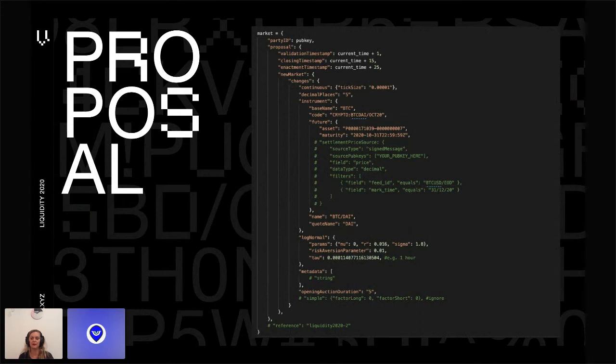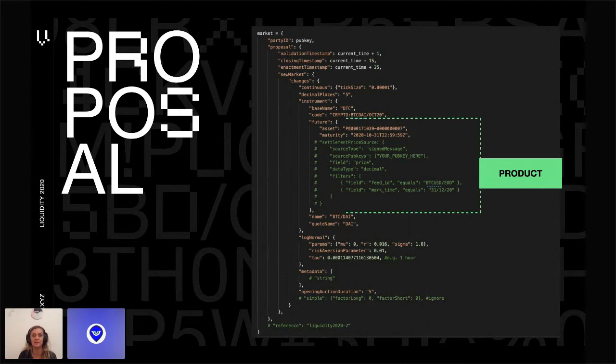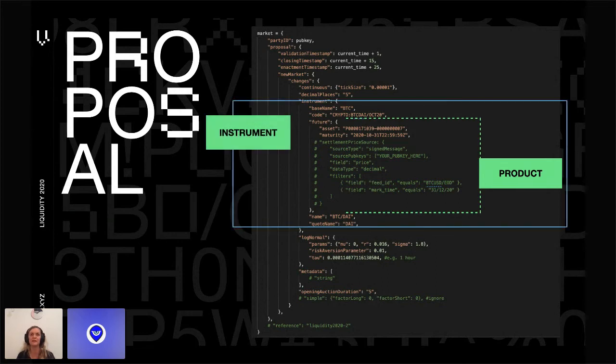So remember how we built up to a market. We started with the product. So here you can see that the product that we've chosen here is the inbuilt cash settled future. And it requires certain fields to be specified. And in fact, if you have a look, you can see that the assets, for example, is specified and there's a maturity specified. And by specifying these, you are creating an instrument.